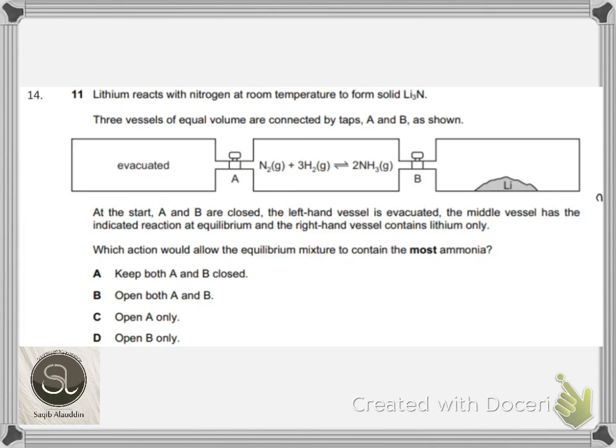I'm directly moving on to the answer. It says, which action would allow the mixture to contain most ammonia? Okay, which means any action taken which shifts the equilibrium backwards will not allow you to have most ammonia. So if anything should be done, it should shift the equilibrium forward, not backward.